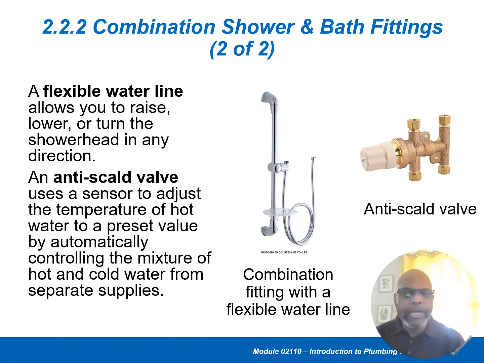So the flexible water lines, again, allow you to raise and lower or turn the shower head in any direction. This anti-scalding valve, that's what I say you'll be able to control the temperature. And basically, you set this so that if very hot water hits it, it will start to regulate it to allow cold water to go through to keep you from scalding yourself.